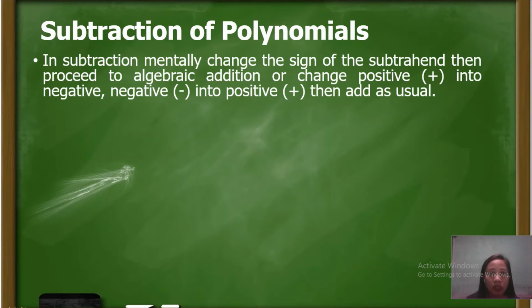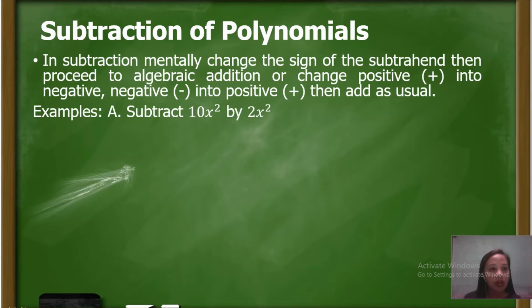So in subtraction, you're going to mentally, in your mind, change the sign of the subtrahend. What is the subtrahend? It's the number at the bottom. So change the sign of the subtrahend, then proceed to algebraic addition. Or you can change from positive into negative, and from negative into positive. So we have your example.